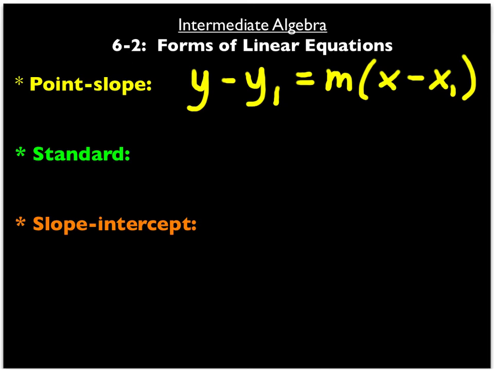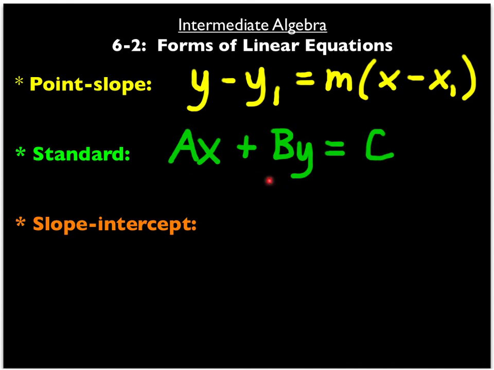Second one is called standard form. This is the one that I say is all prettied up. So it's ax plus by equals c, and this a and b and c have to be these nice numbers called integers. That means no fractions, no decimals, nice whole numbers. They could be positive or negative, except this a value here we always like to be positive.